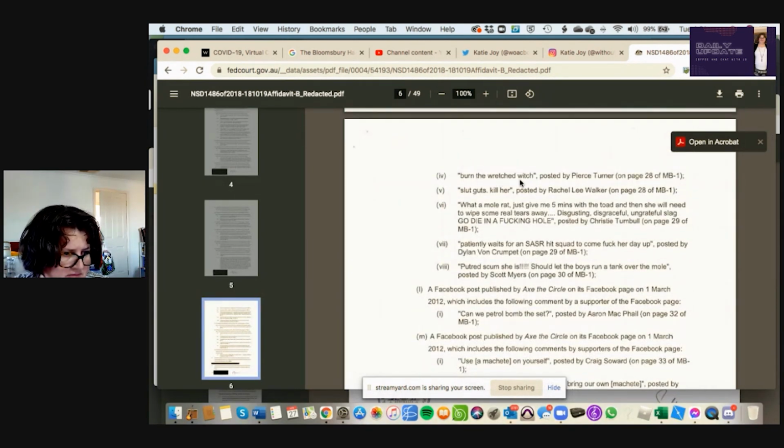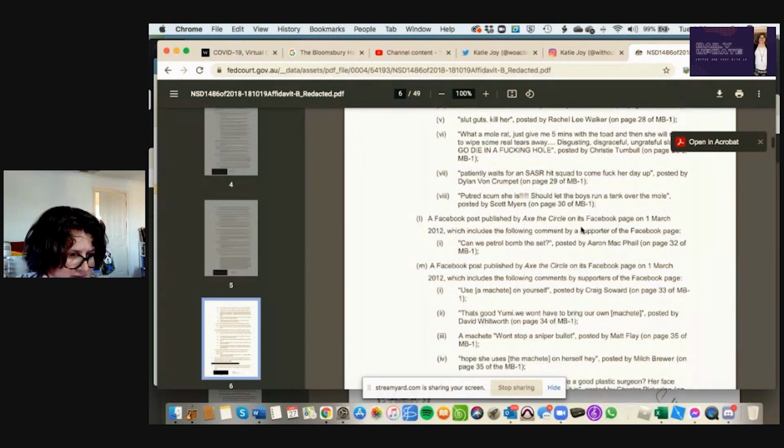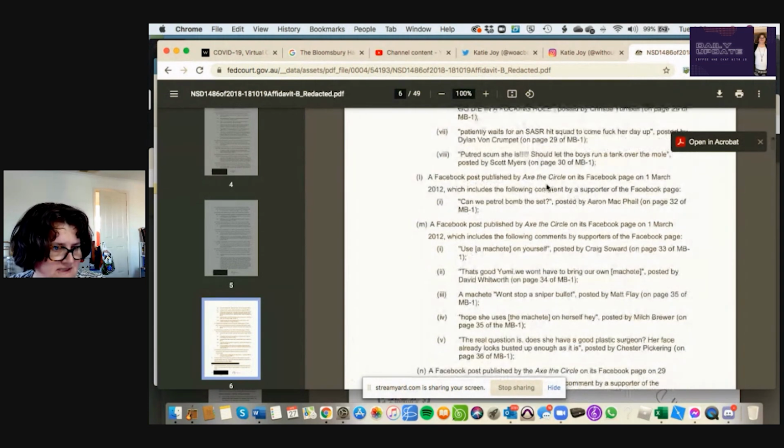Burn the wretched witch. Wow. What a mole rat. Just give me 5 minutes with the toad. And then she will need to wipe some real tears. Disgusting, disgraceful, ungrateful. Go die. Patiently waits for an SASR hit squad to come one day. Putrid scum as she is, should let the boys run a tank over the mole.